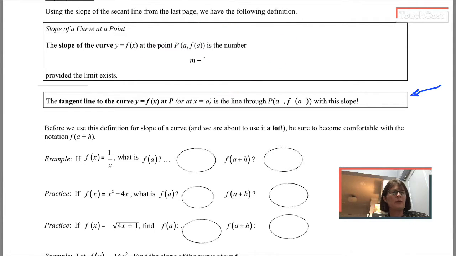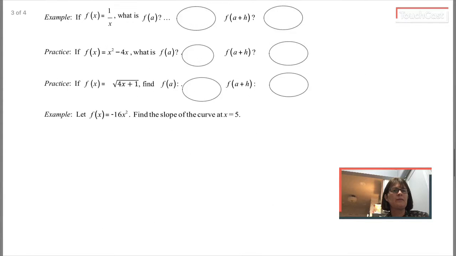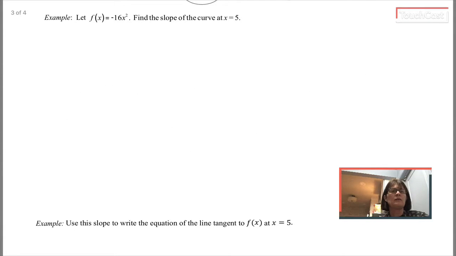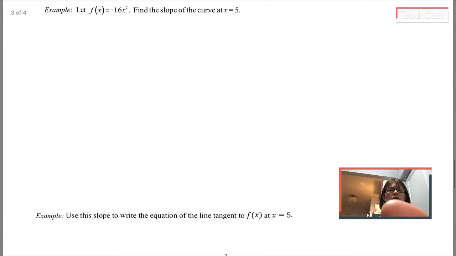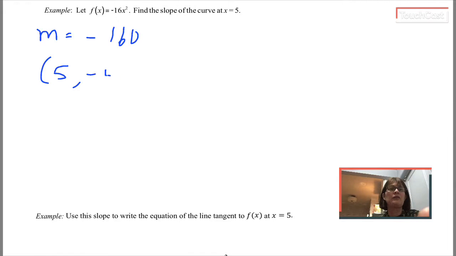So that's why at the bottom of this page, once we found that the slope of this function, f of x, at the place where x equals 5 was negative 160, and we figured out that when x was 5, y was negative 400, we were able to write the tangent line equation. That's going to be the line with this slope and containing that same point that we found the tangency at, the same point that we found the slope of the curve at.